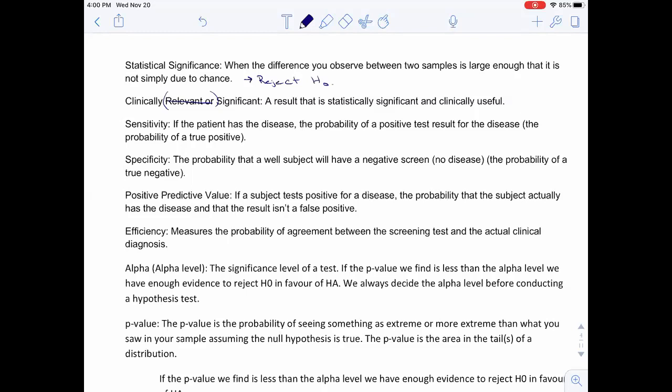So this was one of those where, before you rush out and suggest changes that might cost a lot of money, you would have to make sure that it's clinically significant. Make sure that it's statistically significant and clinically useful.